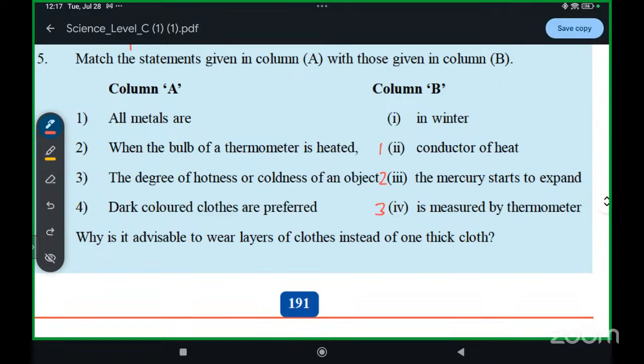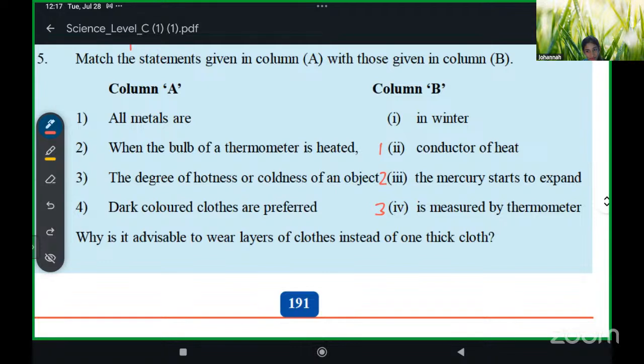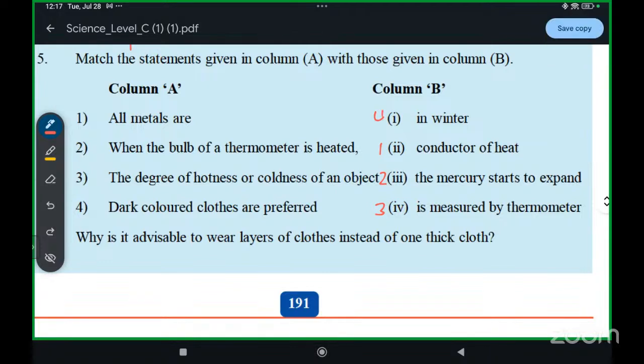Last one, Johanna, dark colored clothes are preferred. Are you able to hear, Johanna? Dark colored clothes are preferred. Not sure. The first one, in winter. Okay. Dark colored clothes are preferred in winter. Light colored clothes are preferred in summer.